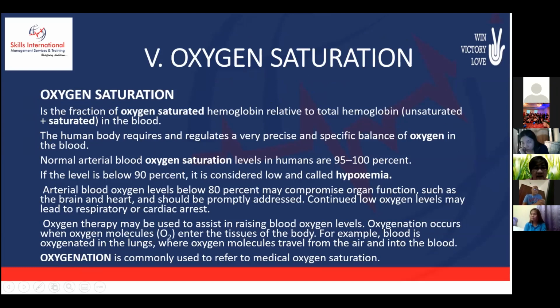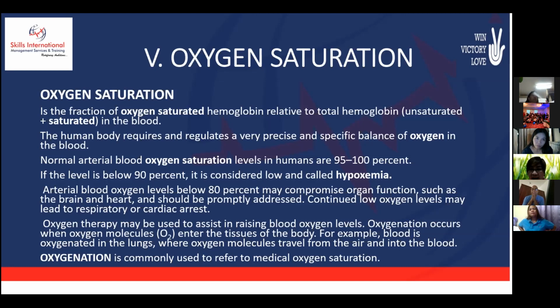Ang pinag-usapan natin dito, oxygen saturation is the fraction of oxygen saturated hemoglobin relative to total hemoglobin. Yung unsaturated plus saturated in the blood. But yung mini-measure natin dito is yung oxygen saturation niya. Yung mas maraming oxygen niya, yung hemoglobin, oxygenated hemoglobin sa dugo, sa circulation. The human body requires and regulates a very precise and specific balance of oxygen in the blood. So normal arterial blood oxygen saturation levels in humans are 95 to 100%.